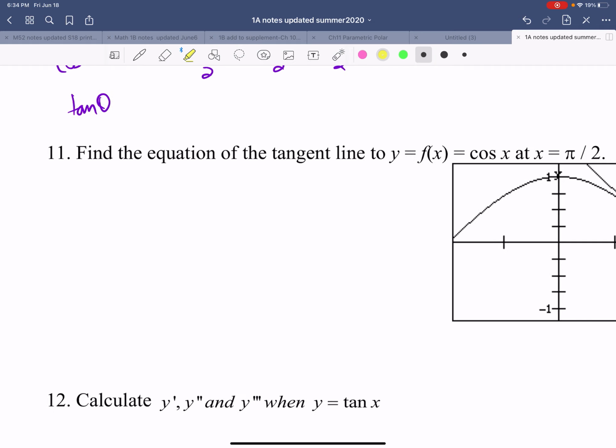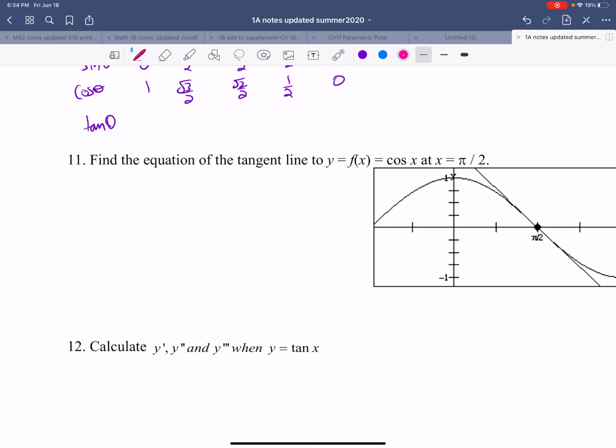Let's check out another example. Find the equation of tangent line to y is equal to f of x is equal to cos x at x equals pi over 2. Okay, so we're looking for equation of tangent line at x equals pi over 2. Let's start by finding slope of tangent line, which is m, same thing as y prime. The derivative of cos x is negative sine x. And negative sine x at x equals pi over 2 is going to be negative 1. And the point is going to be pi over 2, comma, cosine of pi over 2. Cosine of pi over 2 is 0.